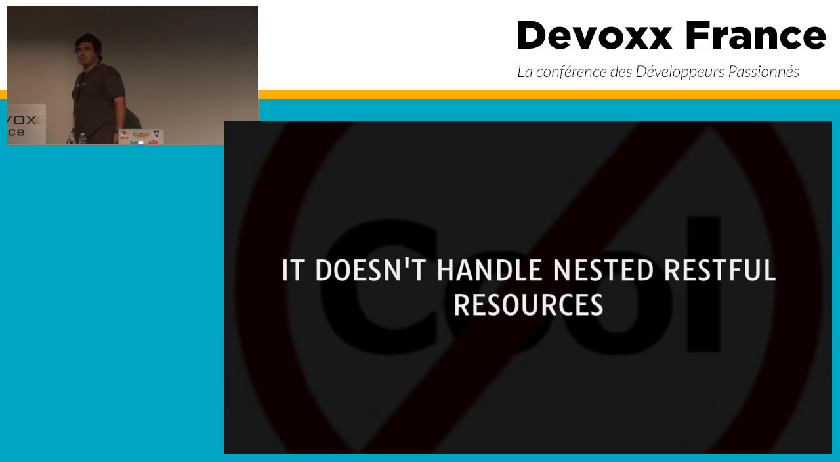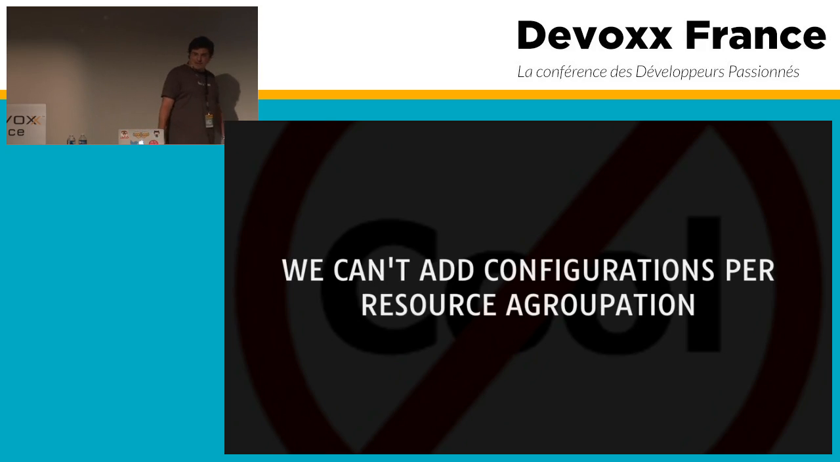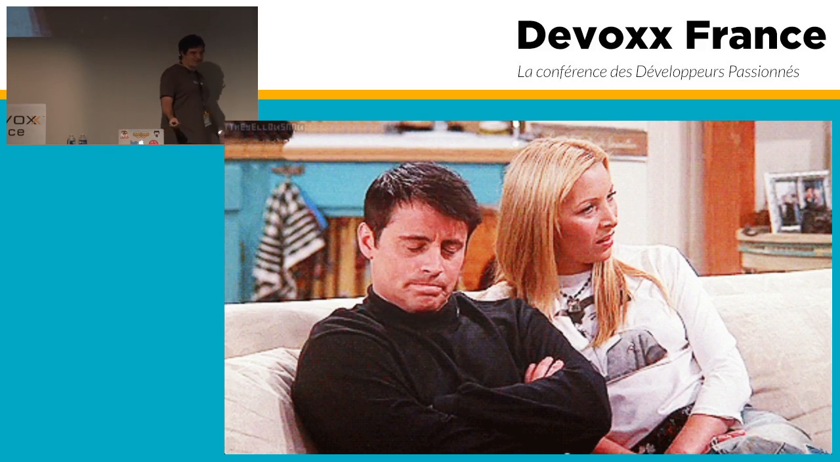Also, it doesn't handle nested RESTful resources. In most cases actually, everybody started using nested RESTful resources for specifying resources that had relationships. $resource knows nothing about that. Also, we can't add configurations per resource aggregation. What does it mean? Let's assume that I want some particular request params or some particular headers for all the queries, for all the gets that I do for mechanic resources and car resources, but not for users. In that case, I need to specify exactly that configuration for the mechanic and for the car again. I can't add a configuration particularly to those. So I didn't like it that much.